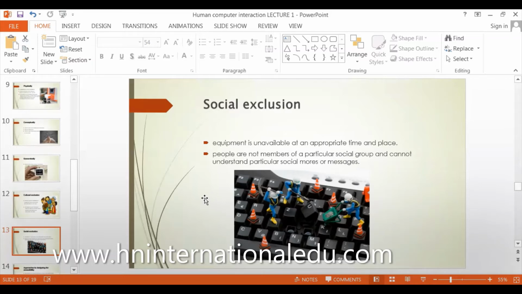People cannot interact with each other. People are not members of a particular social group and cannot understand particular social modes or messages. I'll give you an example. You see memes on Facebook. If you ever showed these memes to an older person, they do not get it.